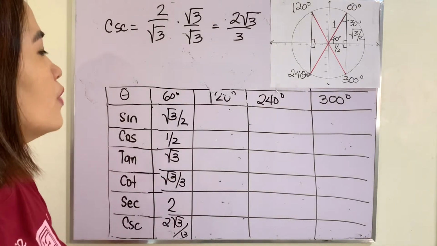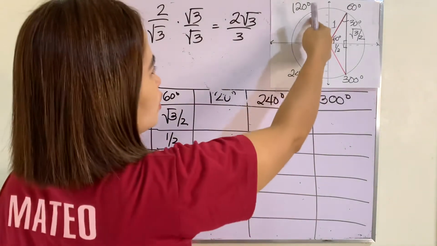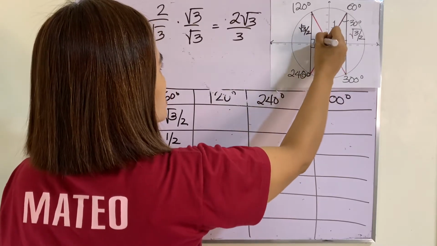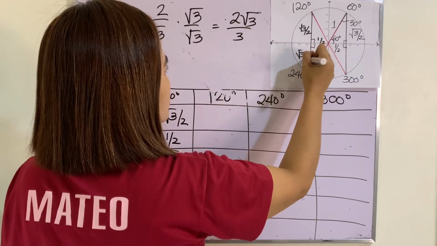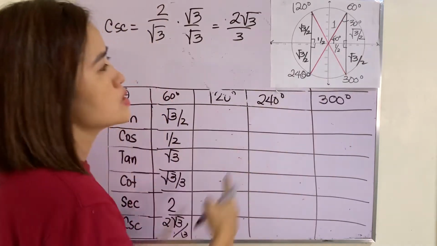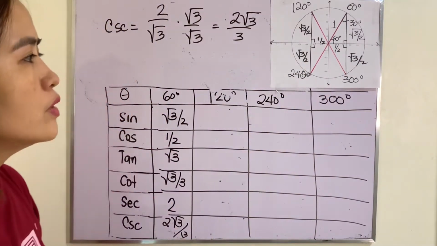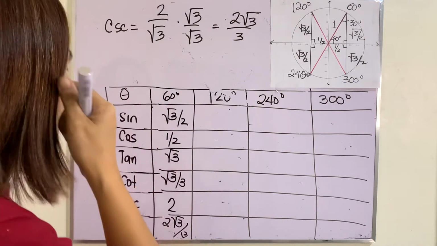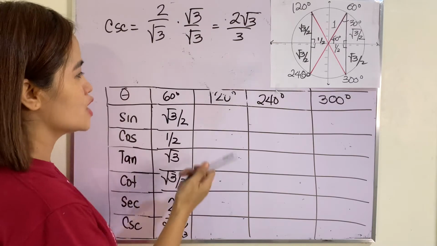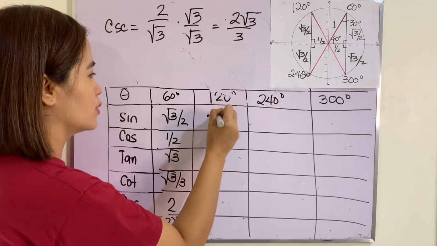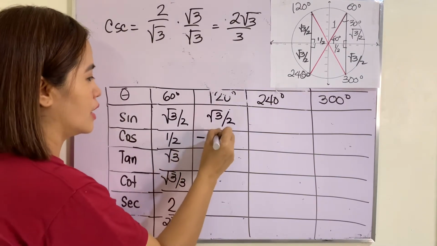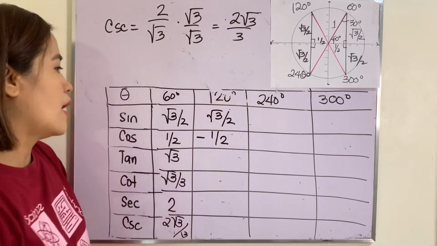Okay. We can now find the values of the remaining, since we know that this one is square root of 3 over 2, and this one is 1/2. They only vary in signs. For the second quadrant, 120, our sine is positive, so therefore that is square root of 3 over 2. So our cosine there, or our x, is negative, that is negative 1/2.